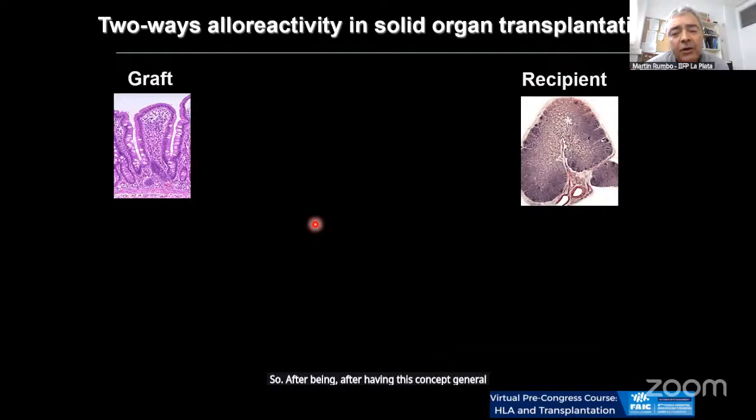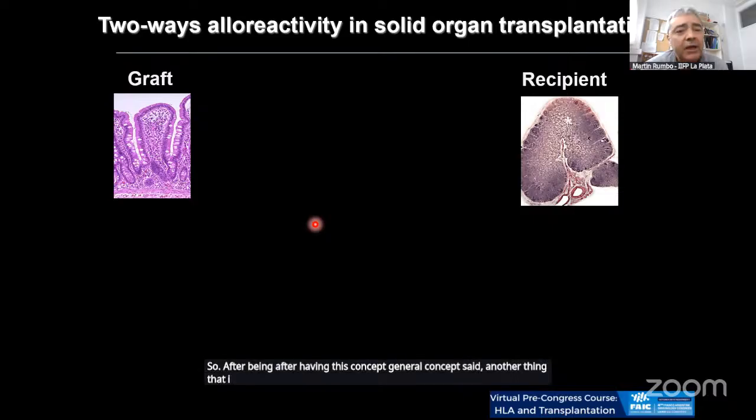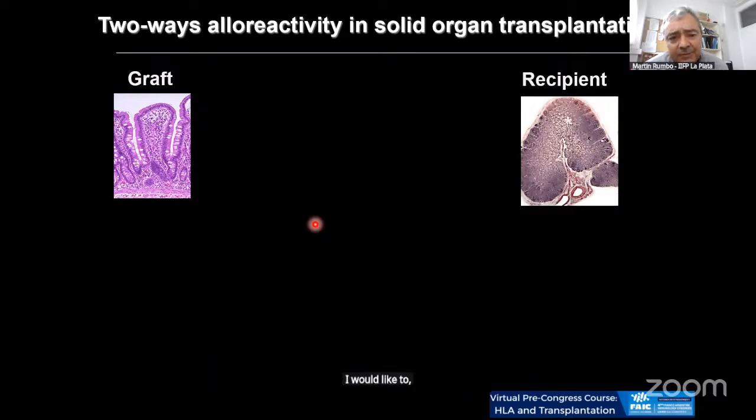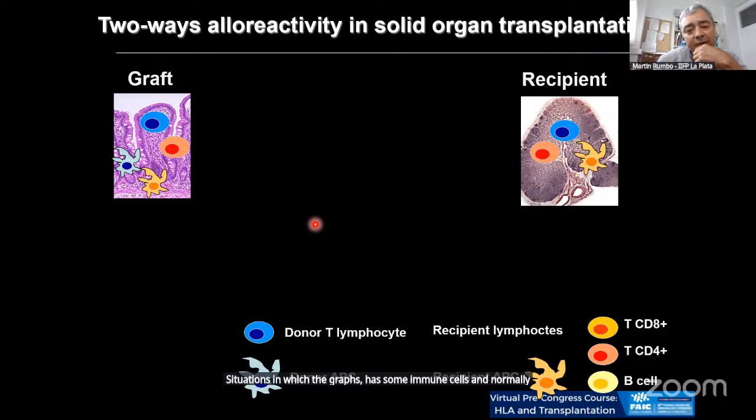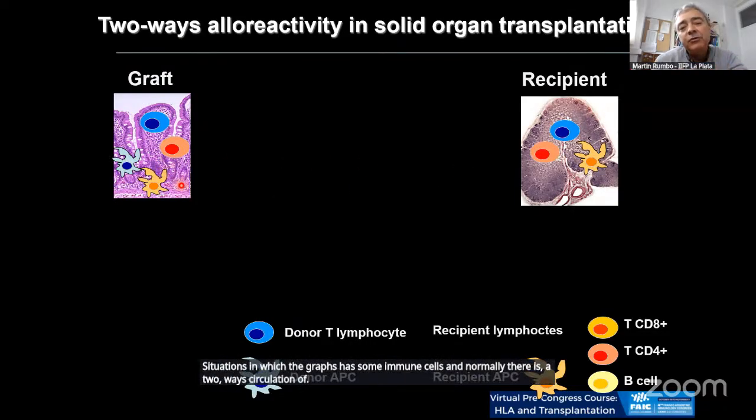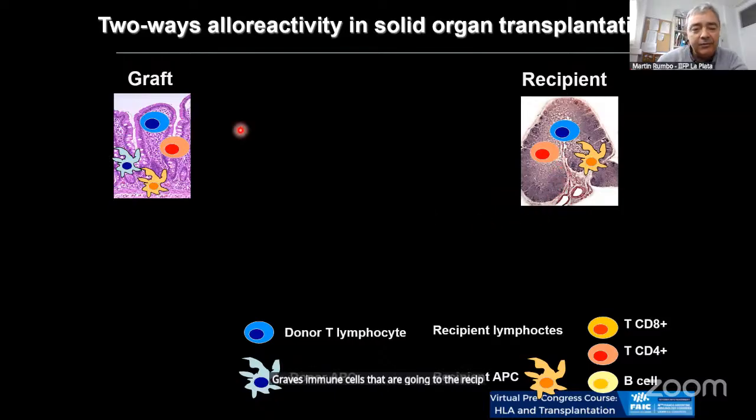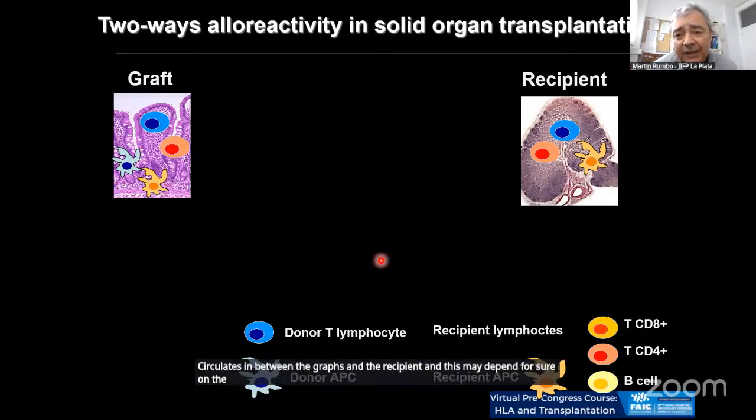general concept set, another thing that I want to introduce is the two-way alloreactive transplantation pathway. So normally we can also have situations in which the graft has some immune cells, and normally there is a two-way circulation of graft immune cells that go into the recipient, and also recipient immune cells, either antigen presenting cells or lymphocytes, that cross circulate in between the graft and the recipient. And this may depend for sure on the type of graft that is used.